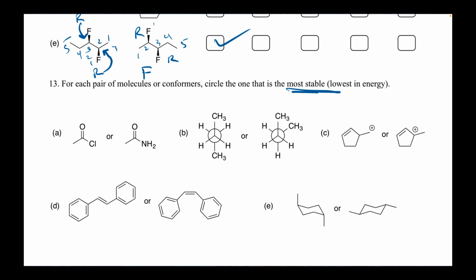Acid chloride versus amide. The difference is it's a different derivative of a carboxylic acid, which is more stable? Acid chloride or amide? Amide, yeah. And we talked about the differences in those carboxylic acid derivatives, and it has to do with the bond strengths, the enthalpies of the bonds. Chlorine is more reactive because it's a weaker bond, a better leaving group.